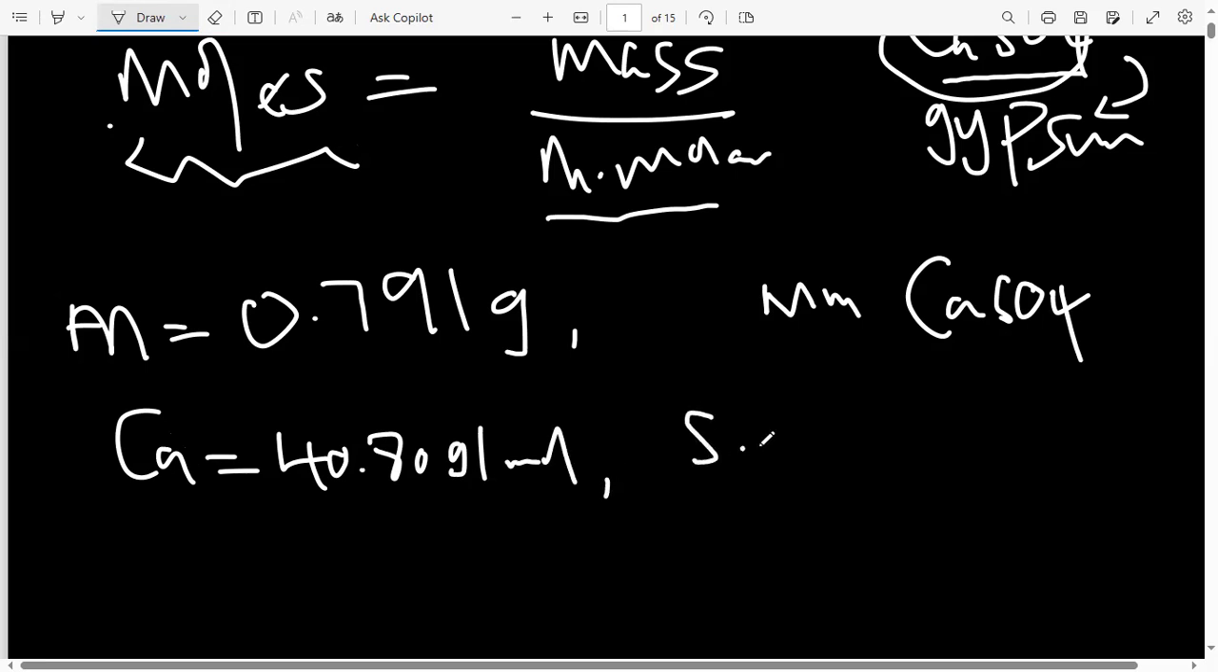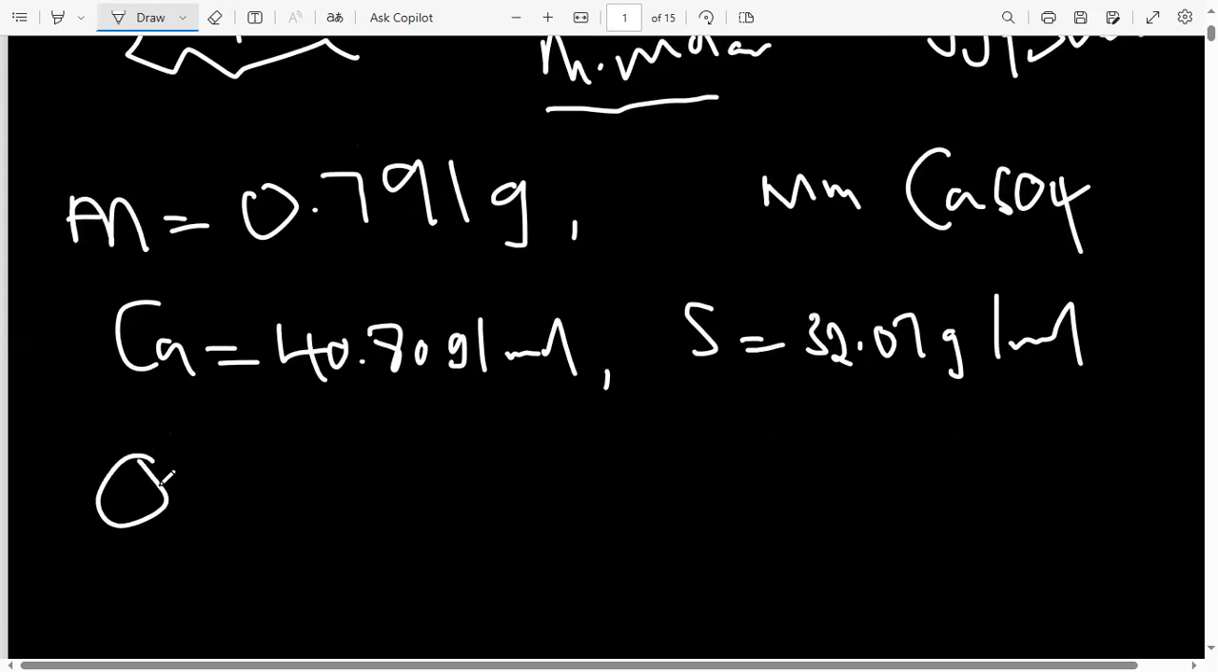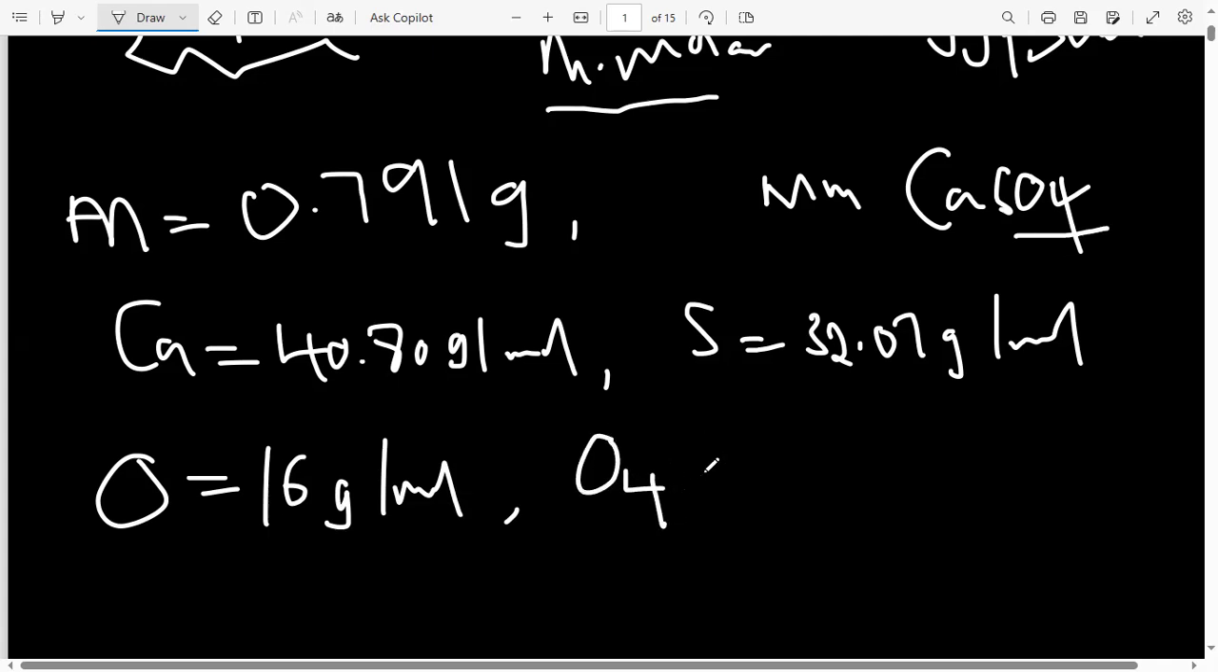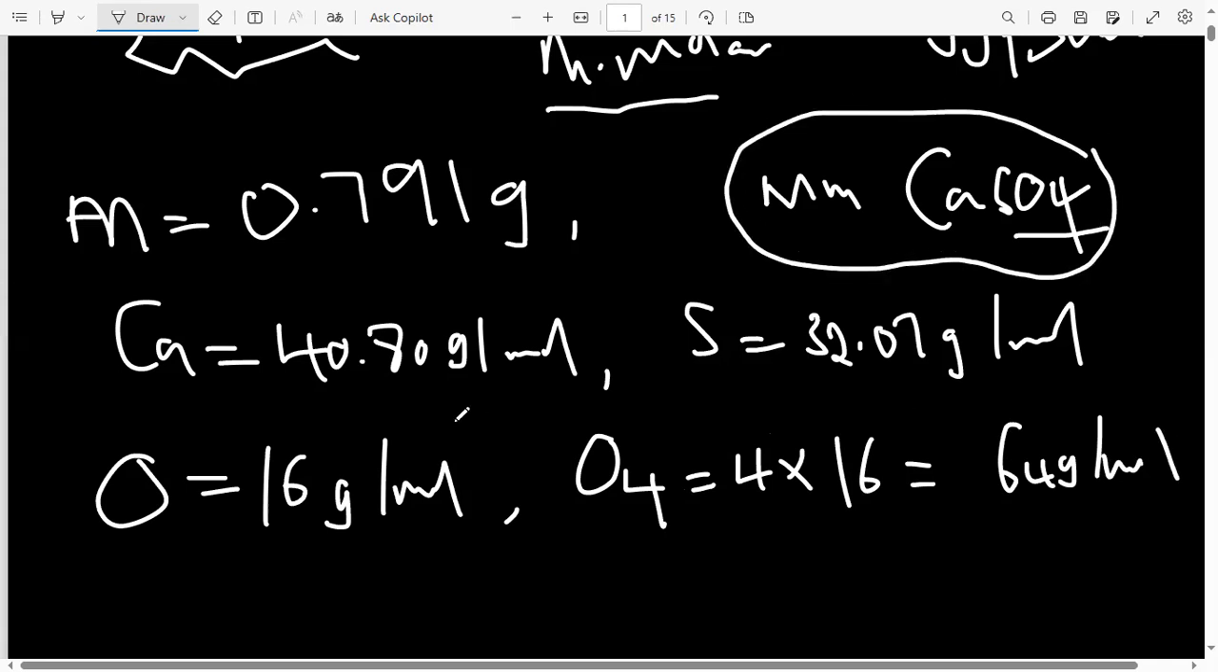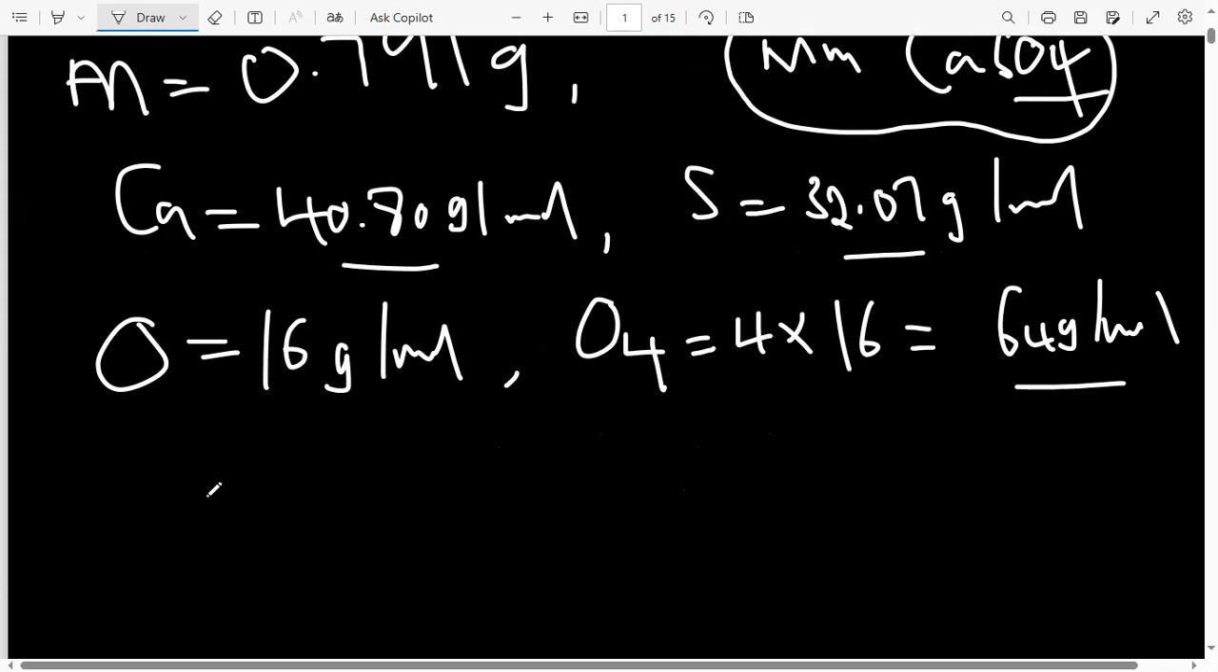And then for sulfur, according to the periodic table, it is 32.07 grams per mole. And then oxygen, we know is 16 grams per mole. But in this formula, we have 4 oxygens, so we multiply 4 by 16, which gives us 64 grams per mole. To find the molar mass of this whole compound, we add these together with the 64.